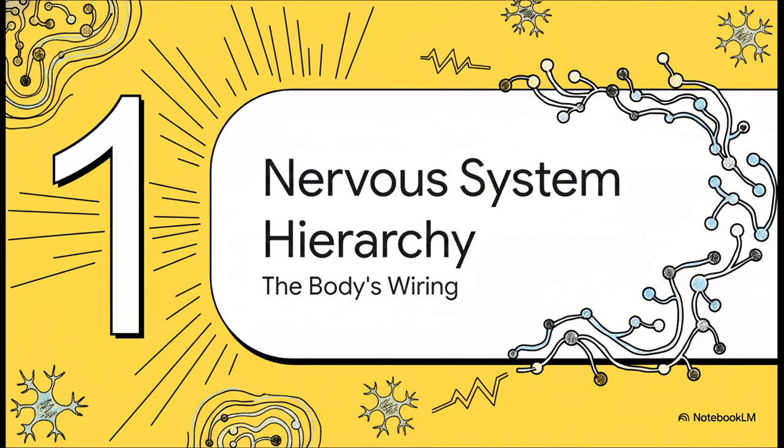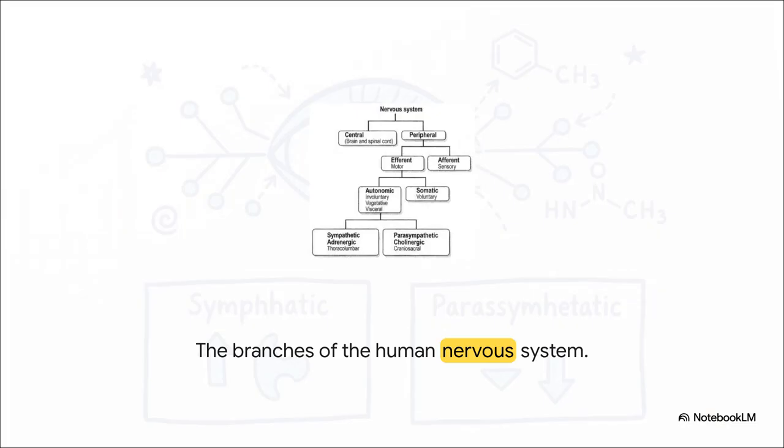Okay, let's dive right into Section 1, the nervous system hierarchy. Taking a look at the absolute top of the structural tree, the human nervous system is basically split into two massive divisions. First up, you have the central nervous system, or CNS, which is your brain and your spinal cord. You can think of this as the main server or the central processing unit. Branching out from that, we've got the peripheral nervous system. These are the vast, sprawling communication lines connecting that central server to literally the rest of your body.